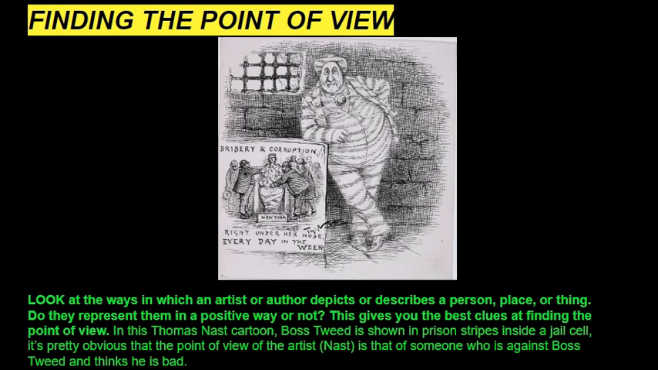In this Thomas Nast cartoon, Boss Tweed is shown in prison stripes inside a jail cell. It's pretty obvious that the point of view of the artist, Nast, is that of someone who is against Boss Tweed and thinks he's bad.